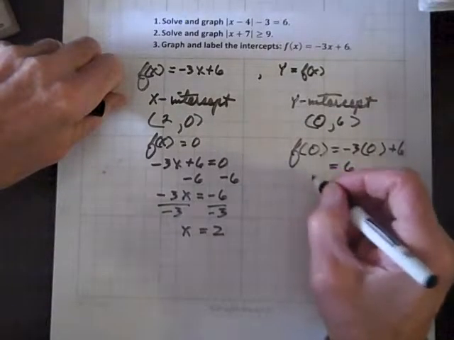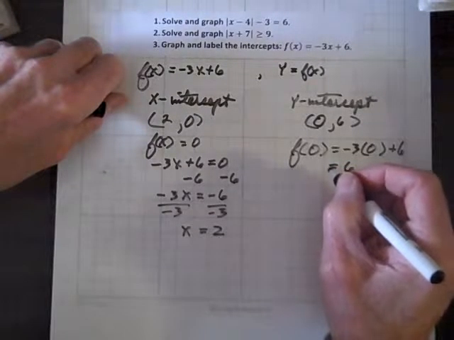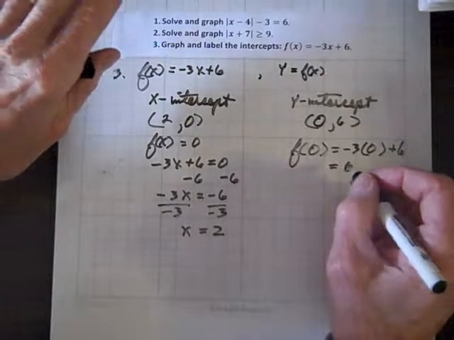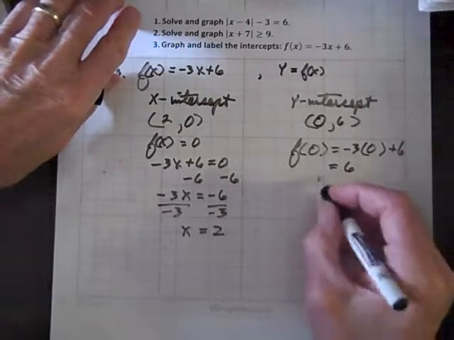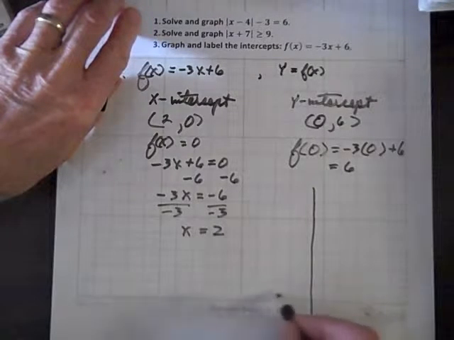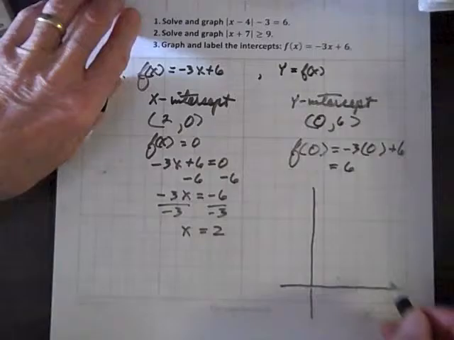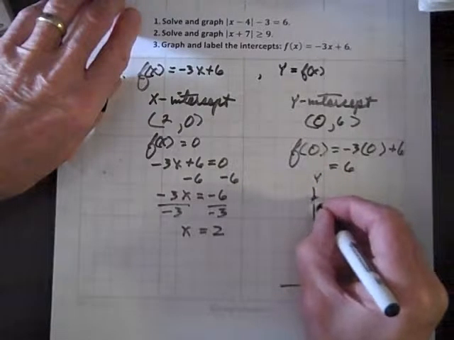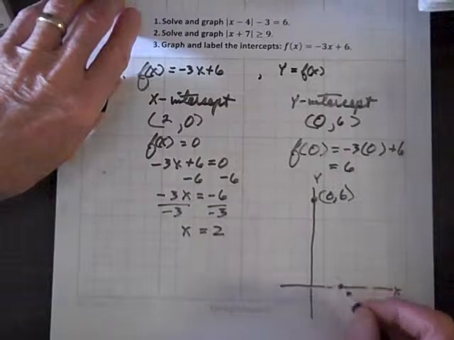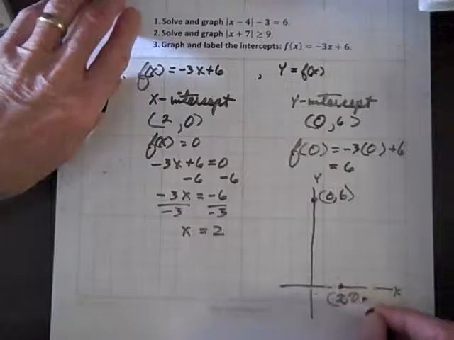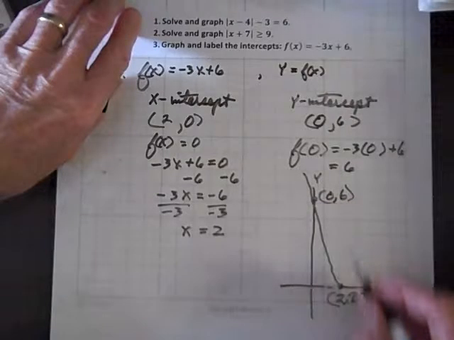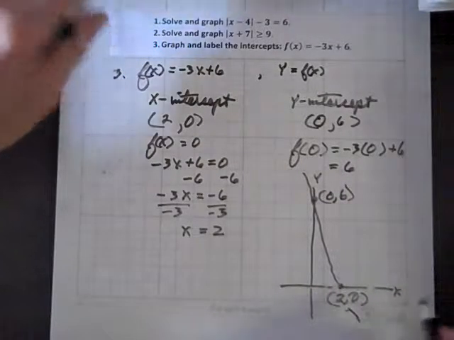Now we are ready to graph. Yes, we have f of 0 equals 6. So we have a y-intercept at 0, 6, and an x-intercept at 2, 0. And we'll run a line through these points, and there's our graph, and we're done.